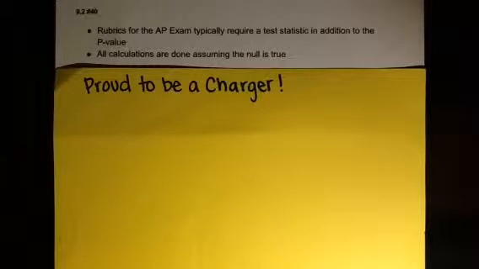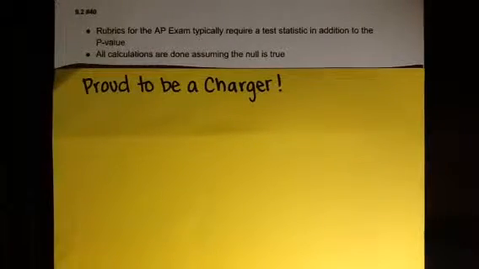All calculations are done assuming the null is true. Remember, we're assuming innocence until we prove guilt. So we're going to assume the null is true, and do our calculations based on the null until we're able to find, or hoping we're able to find, evidence against it and in favor of our alternative hypothesis.